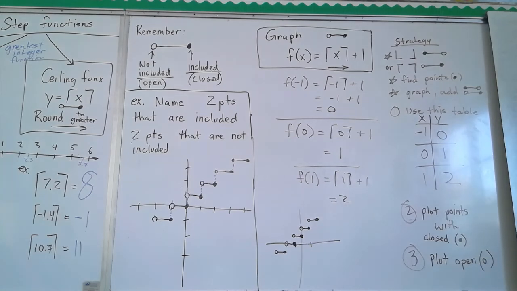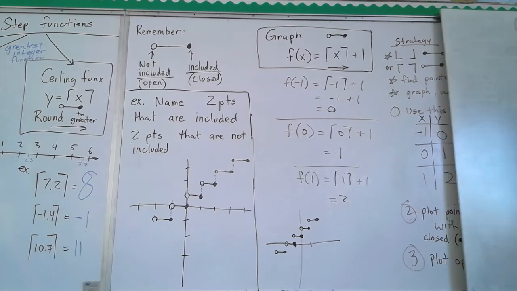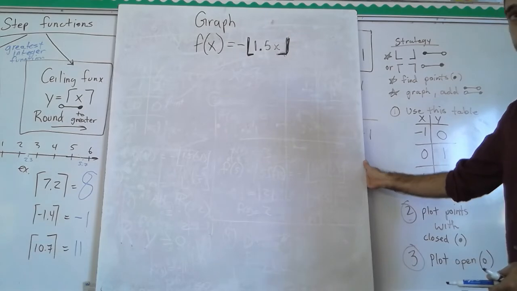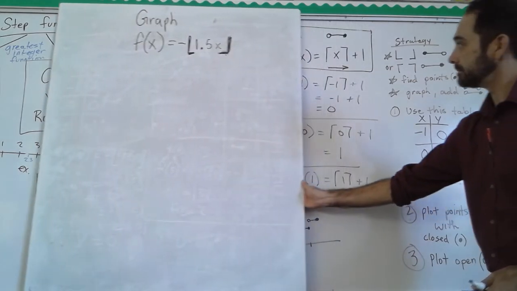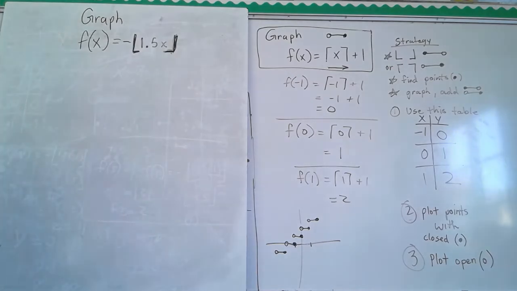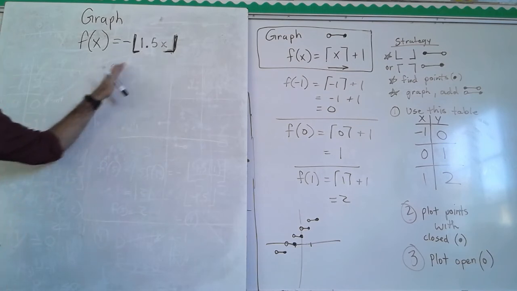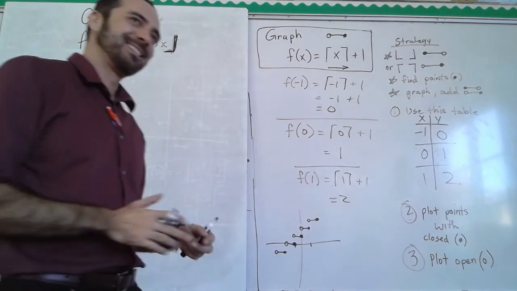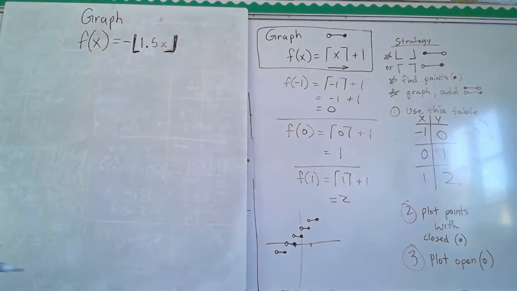Let's try this one. All right, this one's slightly different. What do we see in this one? A negative. We have a negative, and we have 1.5. Oh, floor function. Oh, good. That's another difference.